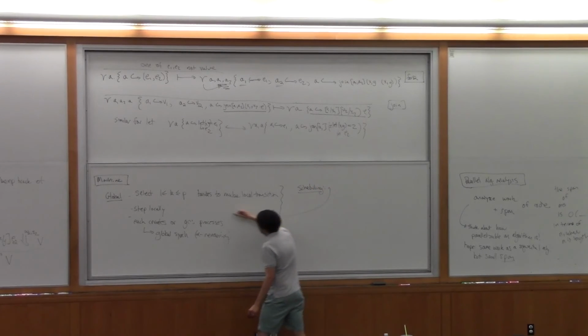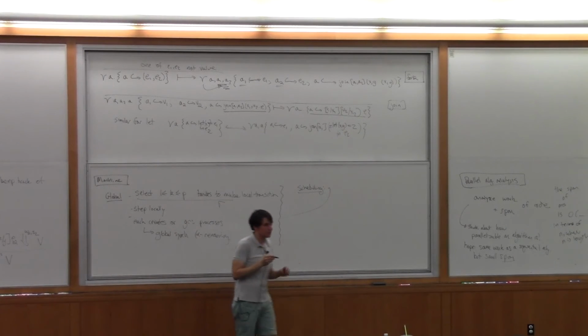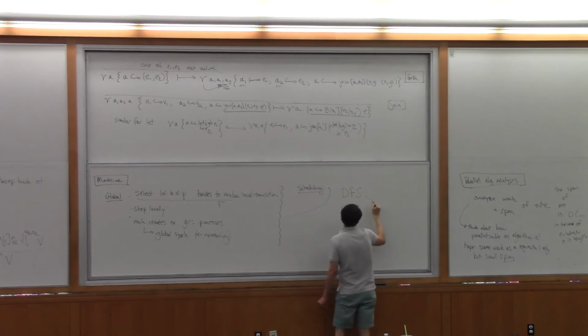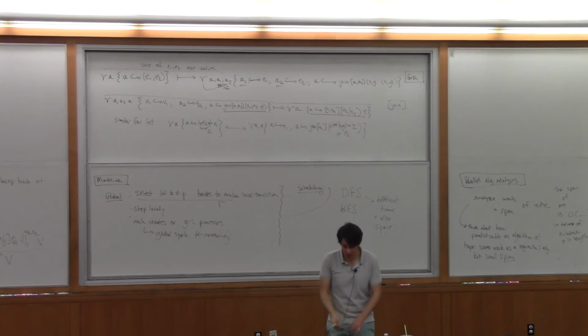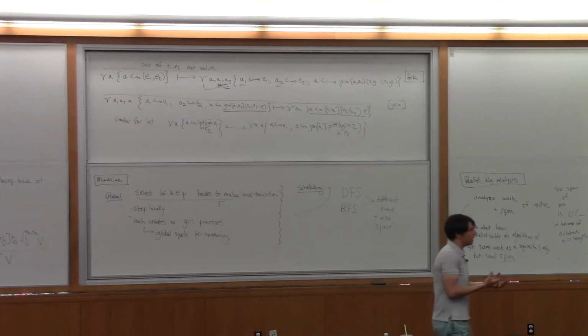Scheduling is how do we select which tasks to run? Okay? And there are different algorithms for this. So you can do depth-first scheduling or breadth-first scheduling. And these can have different running time. And also, a key thing to think about is they can have different space usage.